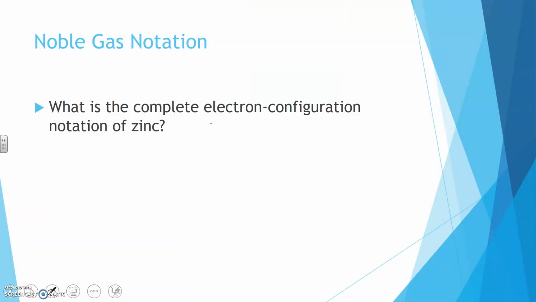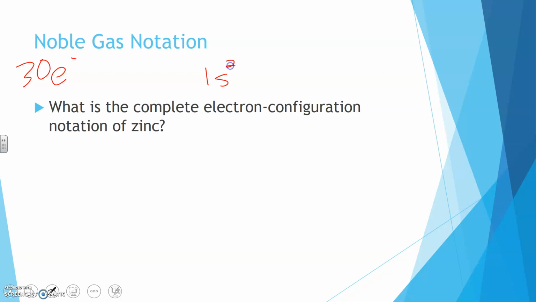So what is the complete electron configuration notation of zinc? First up, you have to find zinc on your periodic table, and you will find that it is at the end of the first D block. Remember, we have to start with our 1s. The way you can do this is you have 30 electrons total, so you just keep a running tally as you go through.